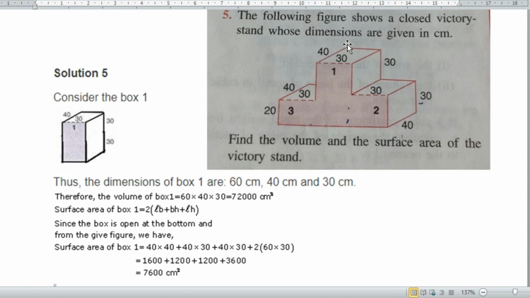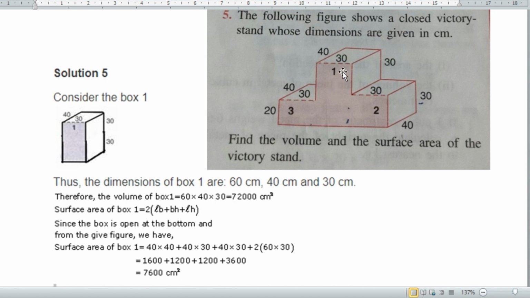Length is 40 cm, breadth is 30 cm and height is 30 plus 30, that is 60 cm. So volume is 40 into 30 into 60, that is 72,000 centimeter cube. This is volume. Now surface area.